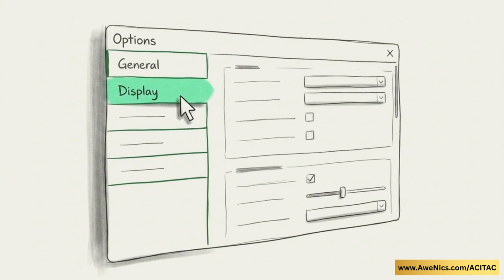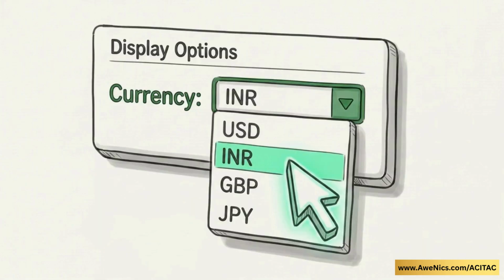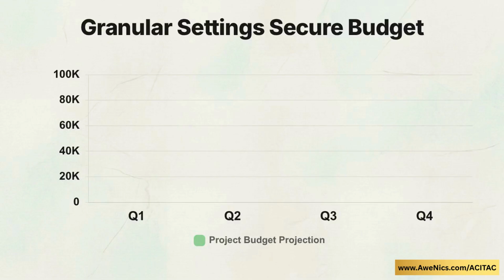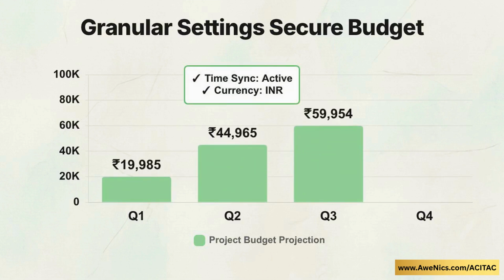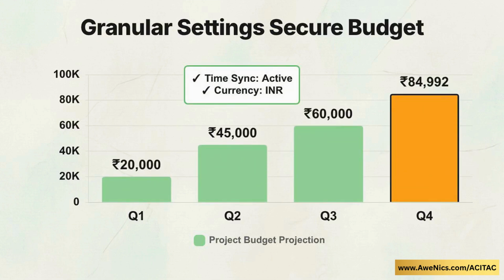Now move down to the Display tab on the left-hand menu. Use the Currency drop-down to select the correct local currency for your specific project. Defining these granular time and currency settings prevents background mismatches from quietly affecting your project's logic and budget.